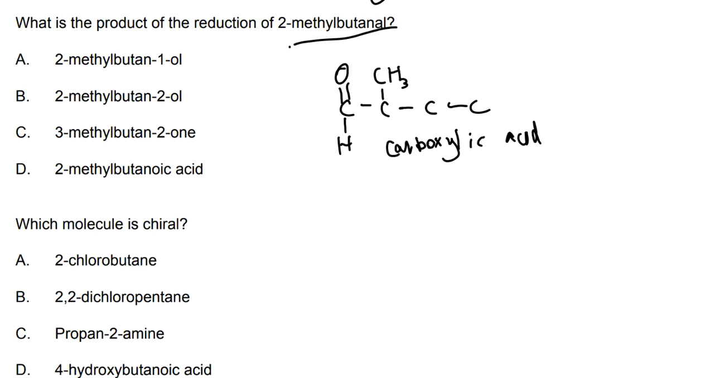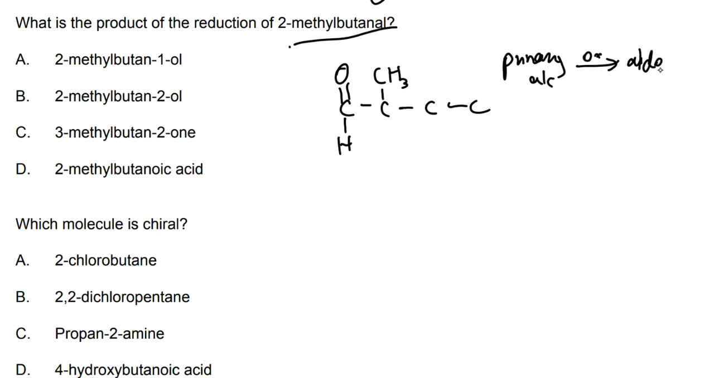Wait, no, reducing an aldehyde, never mind. So that's oxidizing an aldehyde. I recalled that wrong. So the rule is, if you have a primary alcohol, you oxidize that, you get an aldehyde, right? And then if you oxidize that further, you get a carboxylic acid.